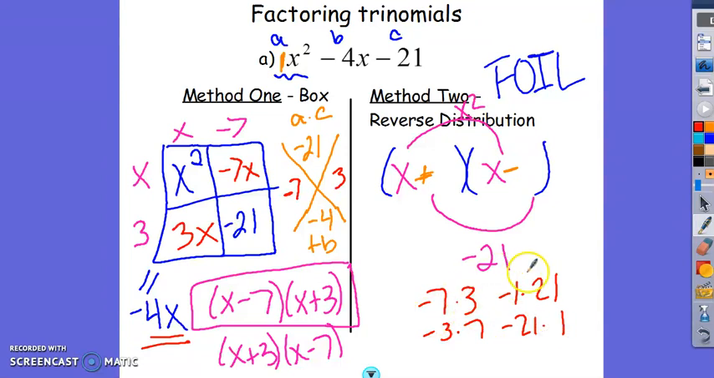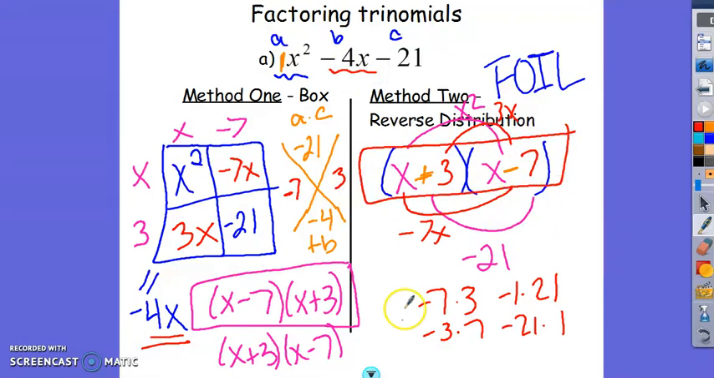But essentially, these have to add up when you do the outside inside. You have to get them to add up to negative 4x. So we know the answer from over here was 3 and negative 7. So then 3 times x is 3x, and x times negative 7 is negative 7x. And these two have to equal that negative 4x up here. So then these are our answers.